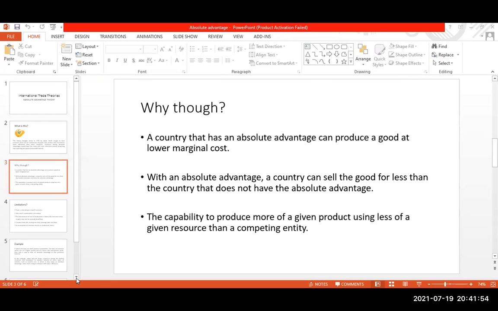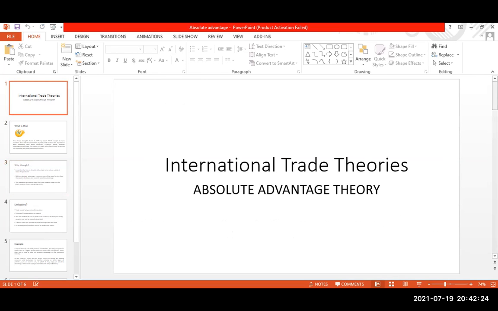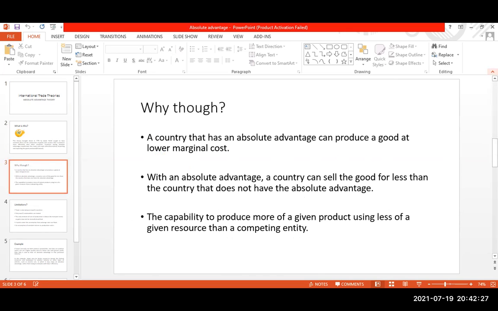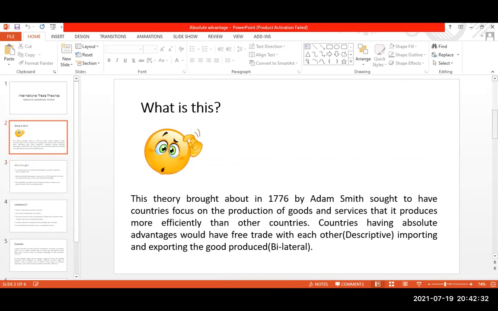Good evening, everyone. I'm Shanique, and we will be doing the absolute advantage theory. Why though? A country that has an absolute advantage can produce a good at lower marginal cost. Hold on. Where's the theory coming from? Who is the founding father? Yes, we need to get some content. I didn't see the top. Sorry, my laptop is moving slow.